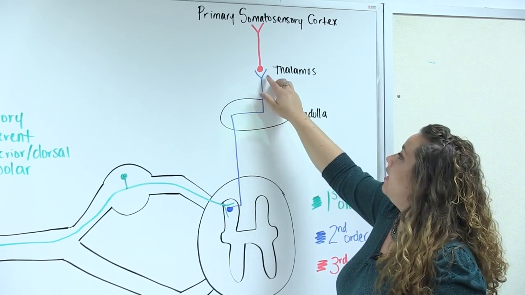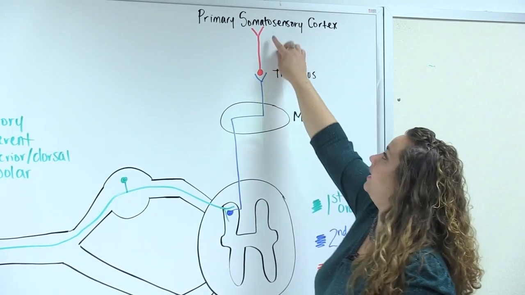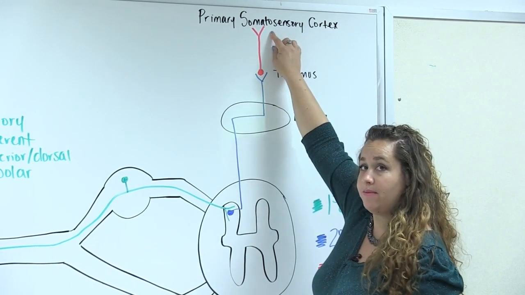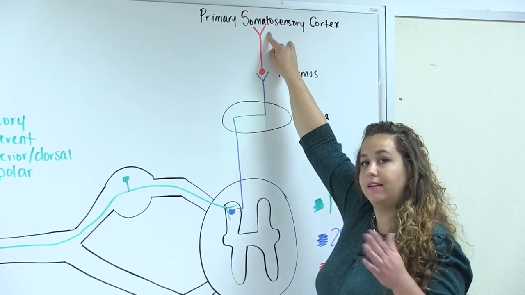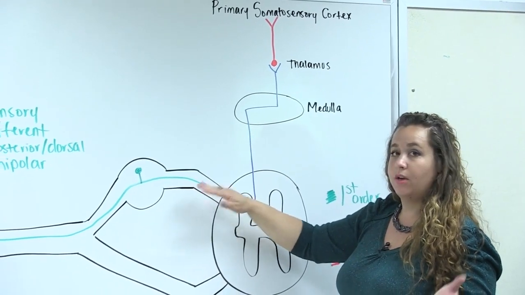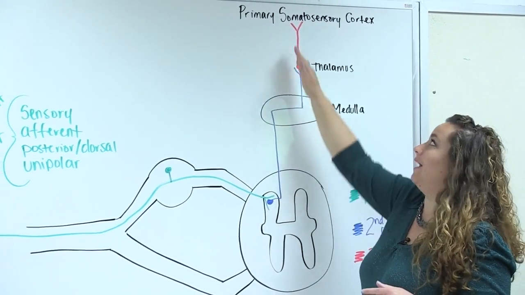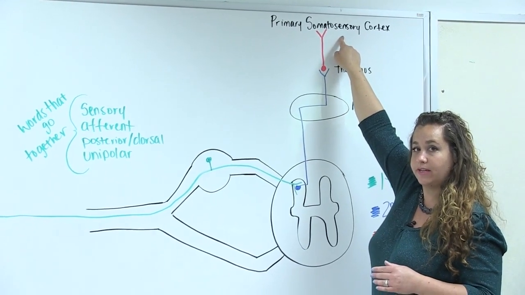Okay? Another neuron will then pick up the information and carry it to the appropriate place in the primary somatosensory cortex. So it's kind of like passing the information along. The receptor passes it to the neuron in green, who passes it to blue, and then passes it to red, so that eventually it ends up in the primary somatosensory cortex.